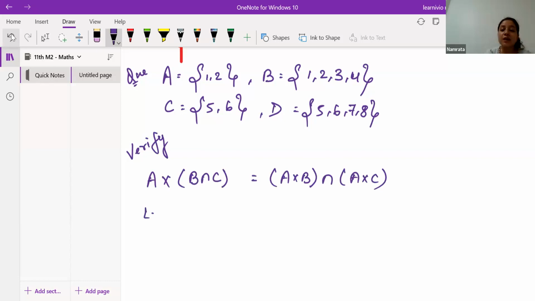So left hand side at first, let's find it. A cross B intersection C. Whenever you see an operation like union, intersection, difference, complements, first find that from the given sets, which we have already learned in chapter 1. So here B intersection C is there. We will first find B intersection C. Can you tell me, Izan, what is B intersection C?